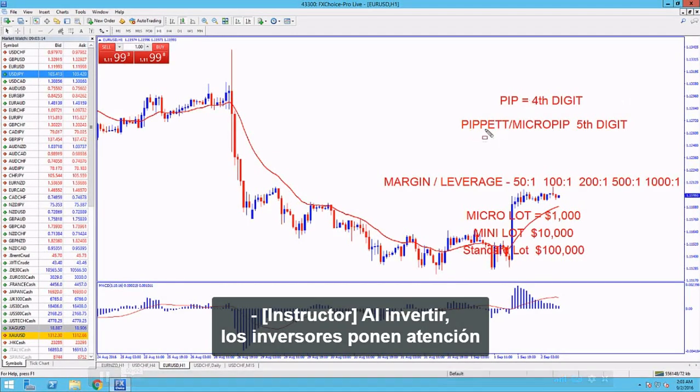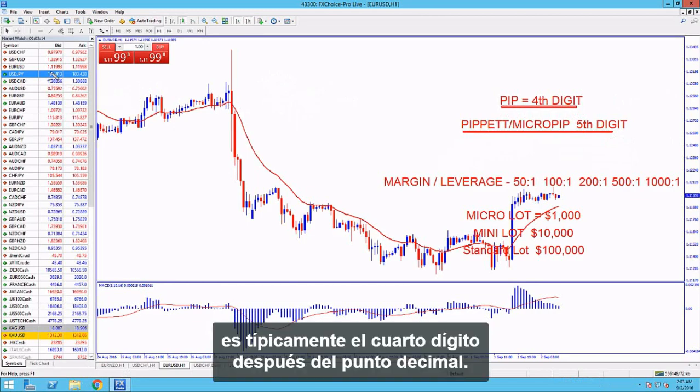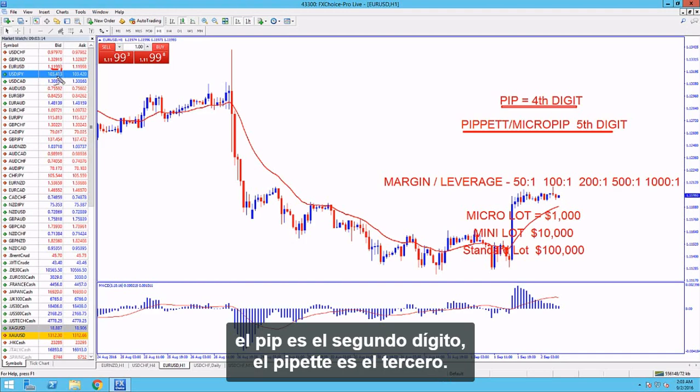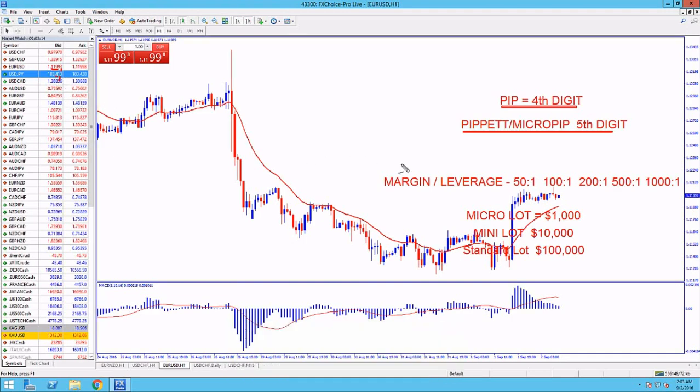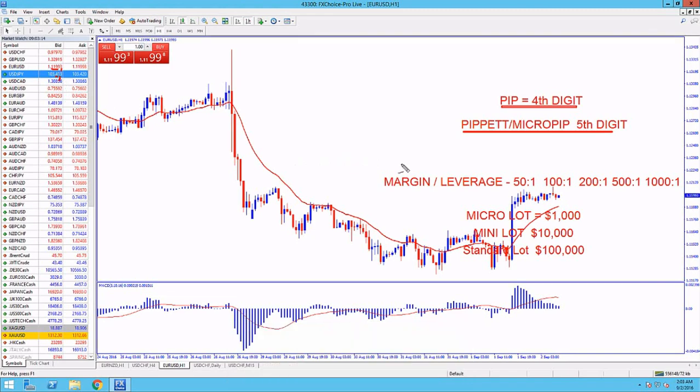When trading, traders keep close attention to the pip and the pipette. The pip is typically the fourth digit from the decimal point. The pipette is the fifth. When looking at the USD/JPY, the pip is the second digit, the pipette is the third. The market value calculation for trading profit and losses is based on the pip and the pipette.